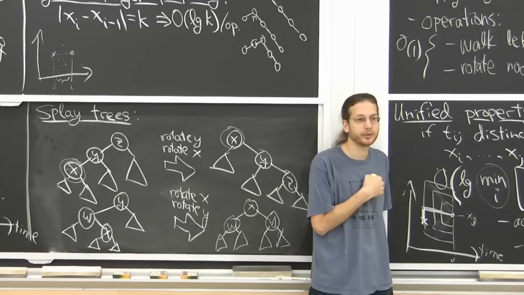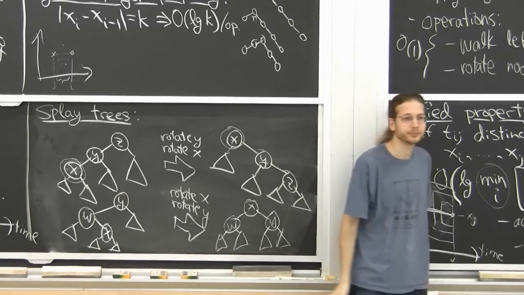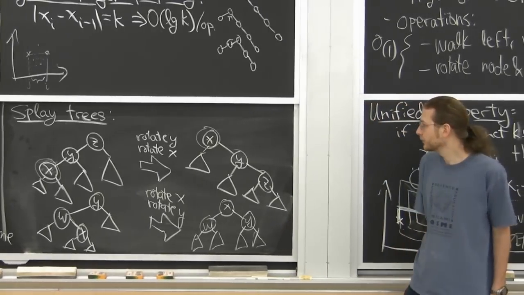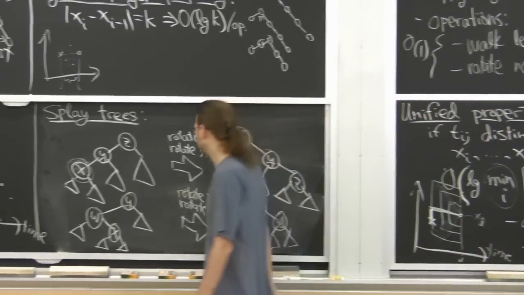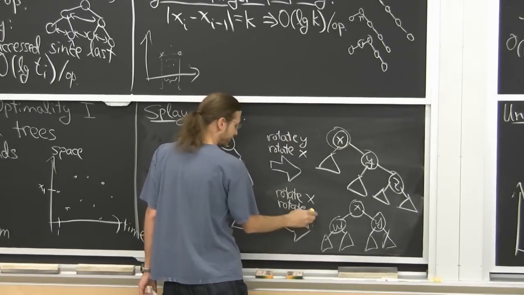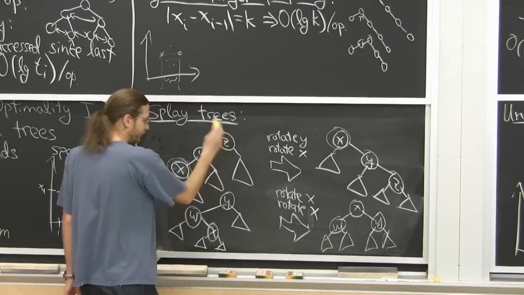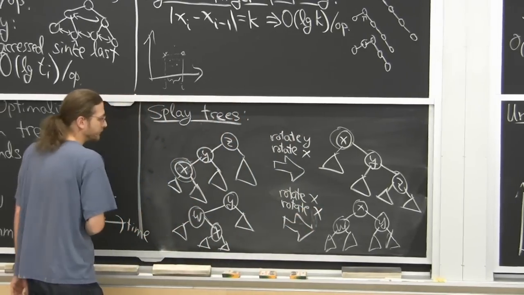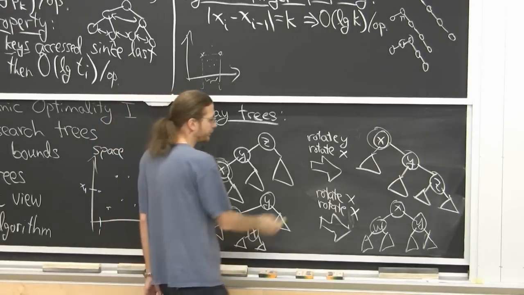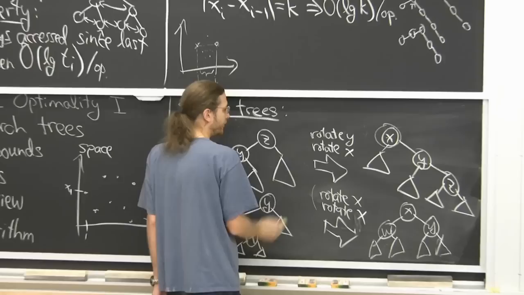Question? So it might be messing up here, but it looks like the zigzag case should be rotate x, rotate x. I think you're right. Yeah, y would go somewhere else. Thanks. Yeah, so here it looks like move to root. Here it doesn't.